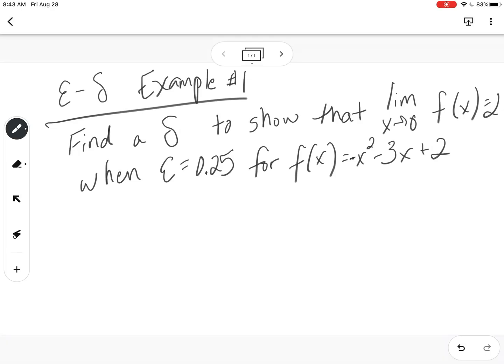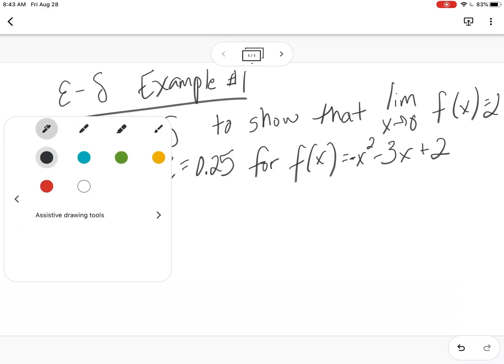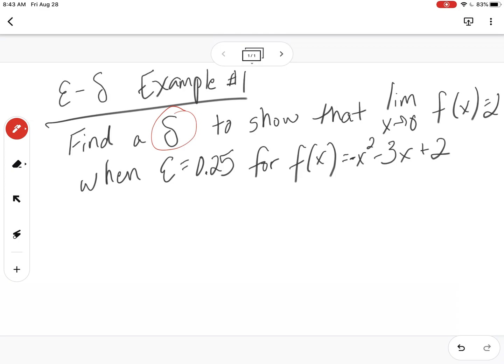So I wanted to go back and talk about the precise definition of a limit with a very specific example in mind. In this case, we're talking about the epsilon-delta definition of a limit, and we're going to do a quick example where we find a delta. Remember that this symbol over here is delta. It's talking about an x value difference or distance.